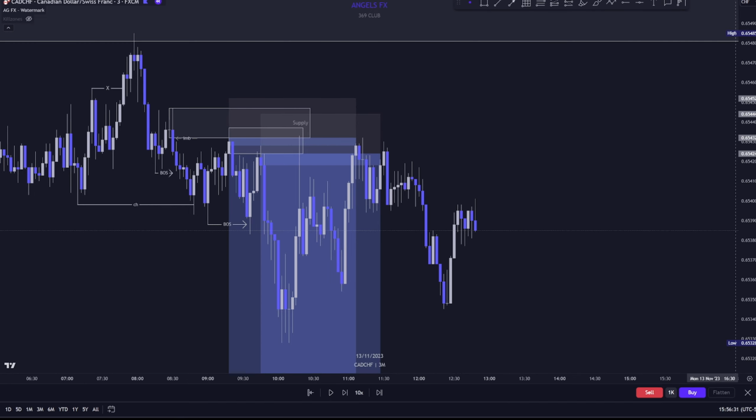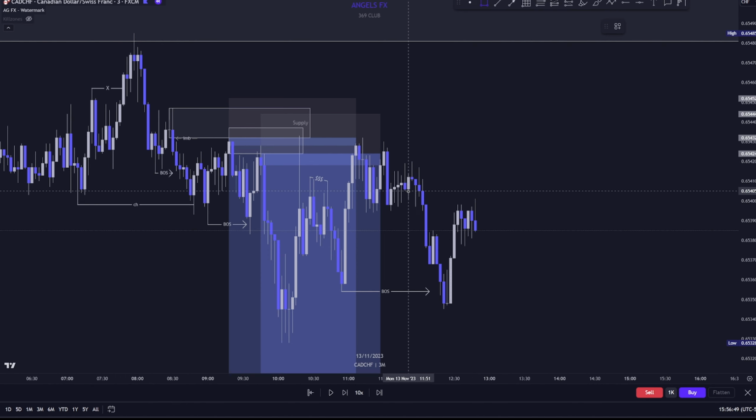Not a change of character, guys, sorry. We had our breakout structure. Why is this one a breakout structure? Because this candle swept these highs, as you can see. So we had this type of liquidity, and price broke this low.